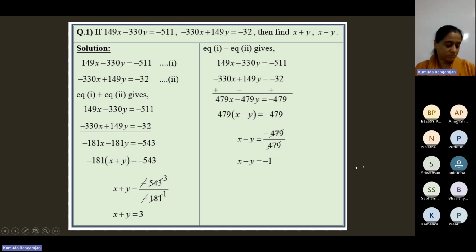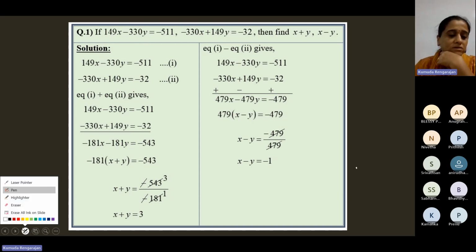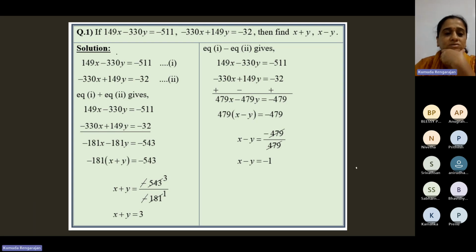This is the method. So not the elimination method, not the substitution method. This is a special method, because you see that the coefficients of x and y are the same.